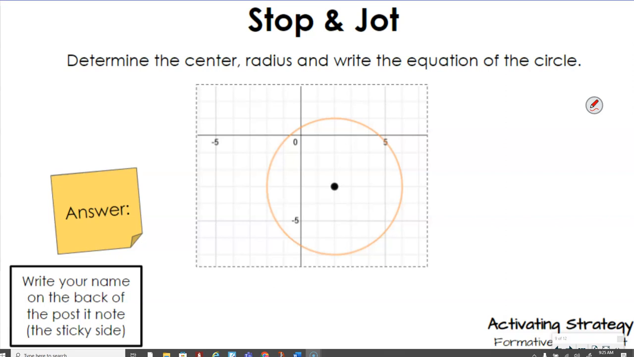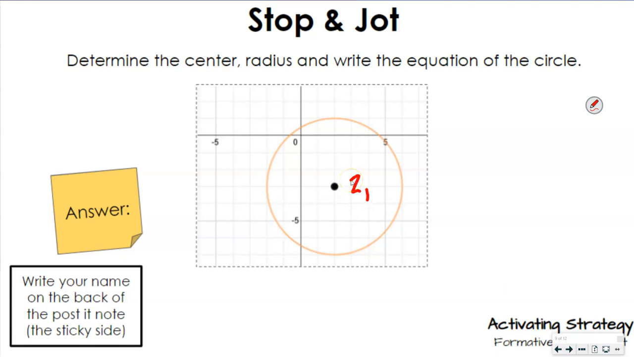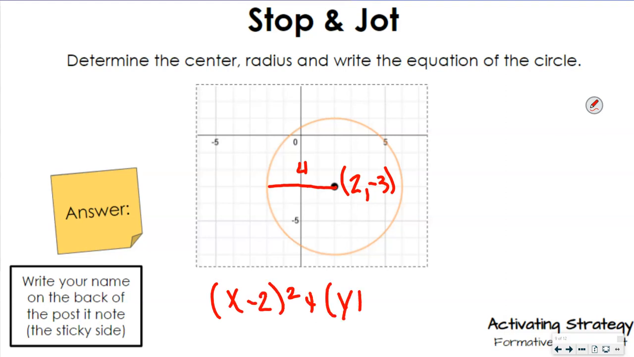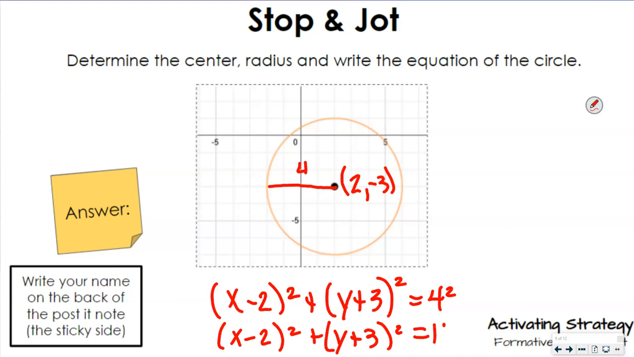Pause here. All right. So this center is 2, negative 3. The radius is 1, 2, 3, 4. So our equation is going to be x minus 2 squared plus y plus 3, because it's minus to minus again, remember, and that's going to be 4 squared. So our actual equation is going to be x minus 2 squared plus y plus 3 squared equals 16.